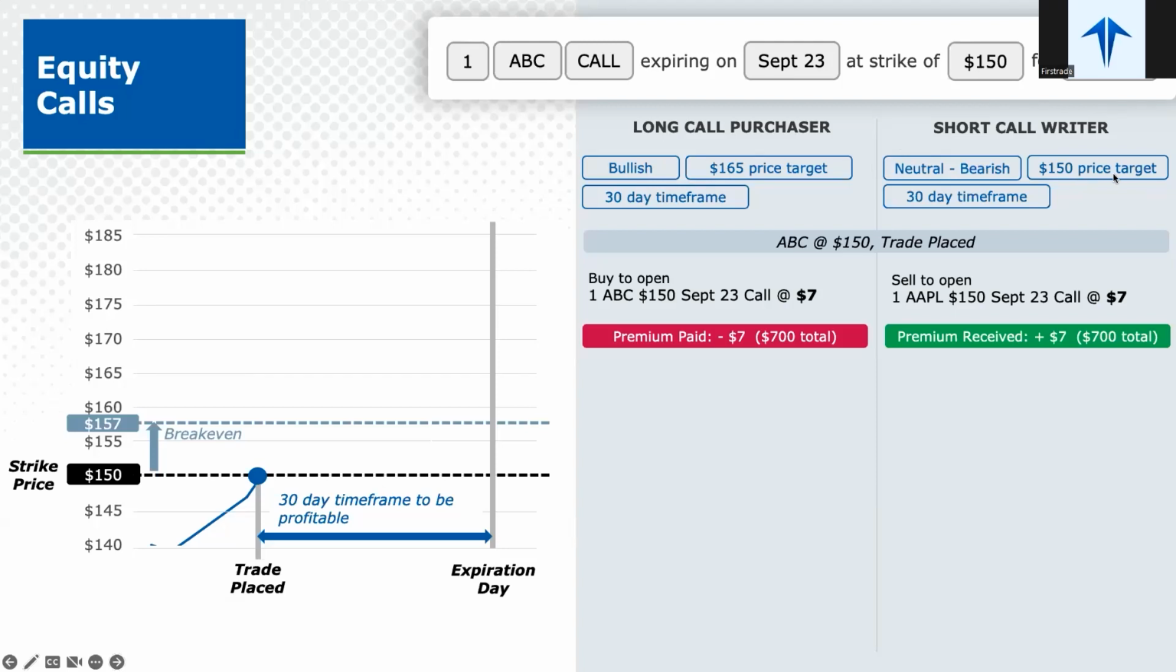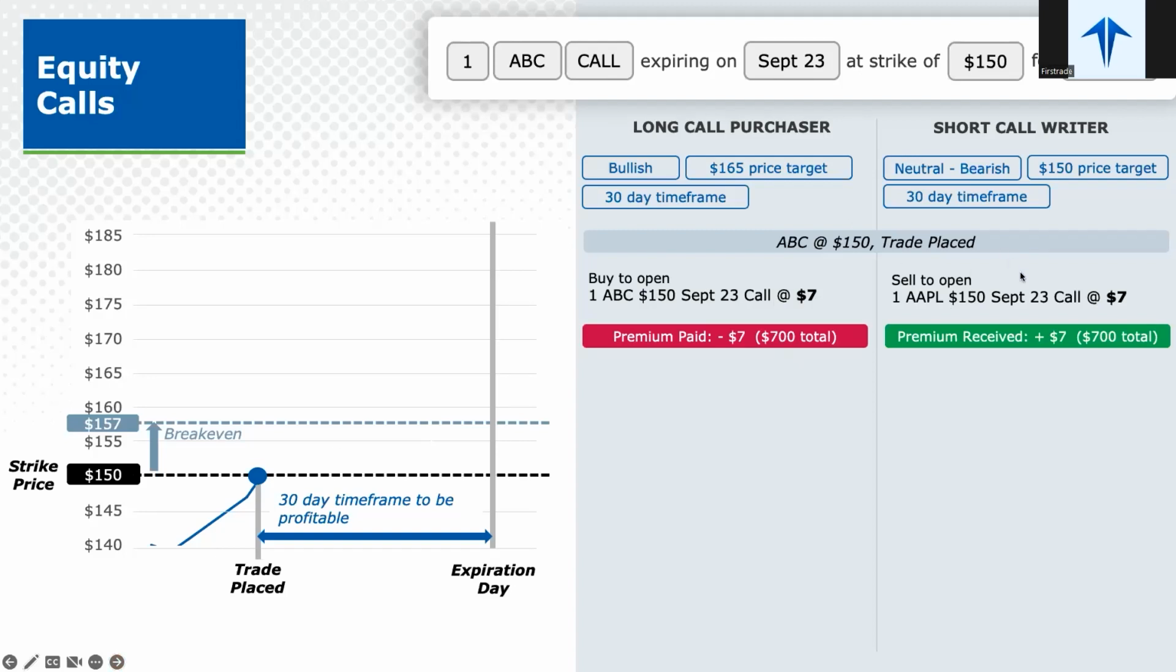They have a $150 price target. So this short call writer thinks that ABC is going to stay exactly where it's at. They enter the trades when ABC is at 150. The long call purchaser buys the ABC 150 September 23rd call at $7. They paid $7. The short call writer just does the inverse. They sold to open rather than purchased to open, and they received $7. Know that there are margin requirements and other things not discussed today that also have other risks associated with it, but this is purely for the educational aspect.